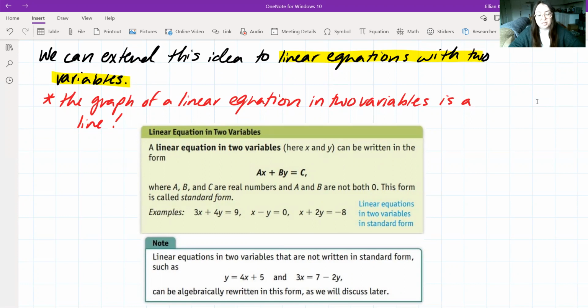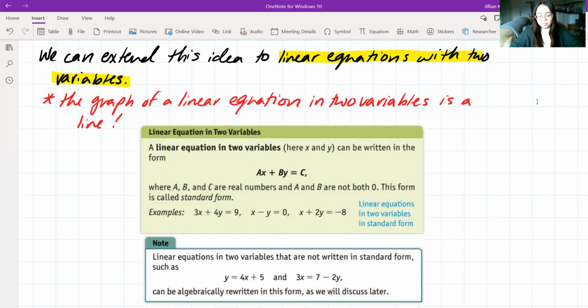Our definition: a linear equation in 2 variables, x and y, can be written in the form ax plus by is equal to c, where a, b, and c are real numbers and a and b are both not 0. So c can be 0, but a and b would not be 0. This form is called the standard form. Standard form examples would be something like 3x plus 4y is equal to 9, x minus y is equal to 0, or x plus 2y is equal to negative 8.